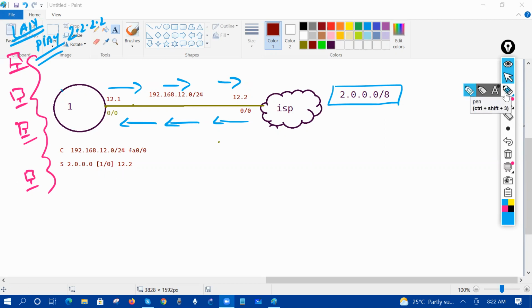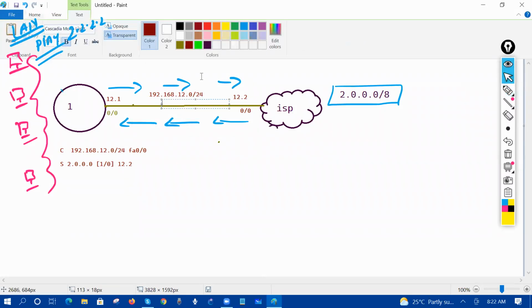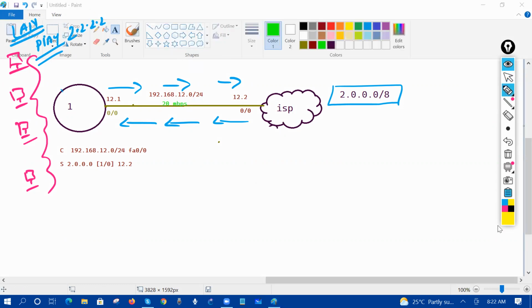But take example, this link. I'll let you know one more thing over there. This is my 20 Mbps link. What happens if this link goes down? If this link goes down, can this user reach this network? Of course not. Can the users behind R1 reach this network 2.0.0.0? Of course not, never, because this path is not available now.